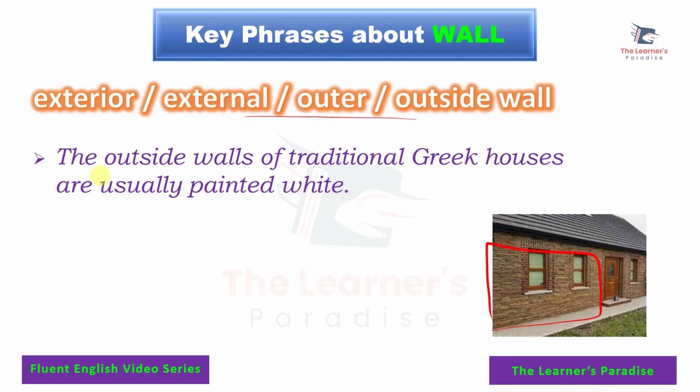Example sentence is, the outside walls of traditional Greek houses are usually painted white.